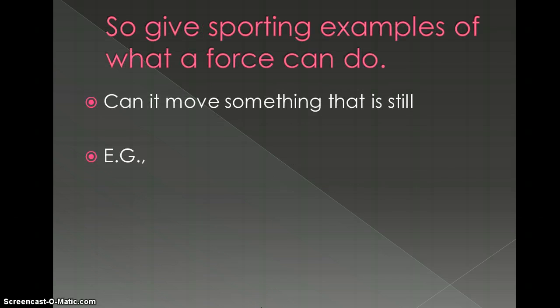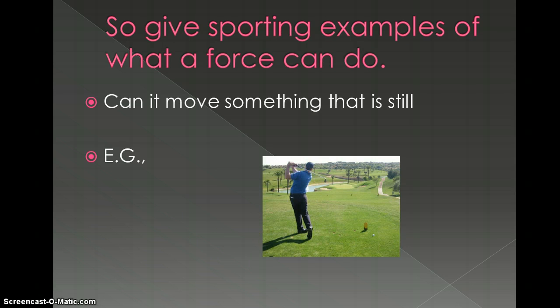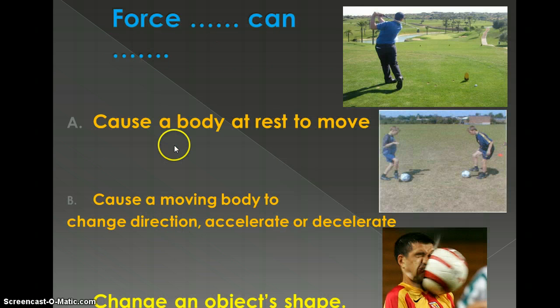So let's have a look at a sporting example to try and explain what that actually means. What we're talking about is something being able to move something else by using force. A simple example we can use here is the force applied by the golf club to the ball, therefore making it move. So can it move something that is still? Yes, it can. So force can do that. Other things that force can do: force can cause a body at rest to move, which is the one we've just looked at there.